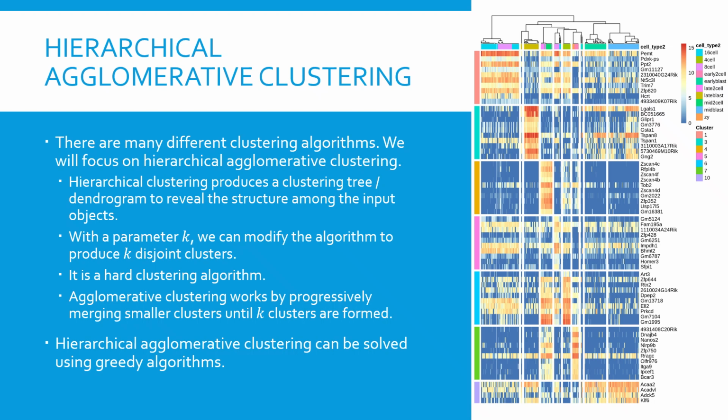One common way to perform hierarchical clustering is to start with each object as its own cluster, and then merge the closest clusters step by step until k clusters remain. This approach is called agglomerative clustering. In this video, we focus on how to perform hierarchical agglomerative clustering using greedy strategies.